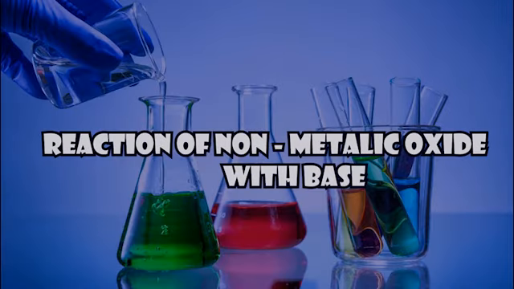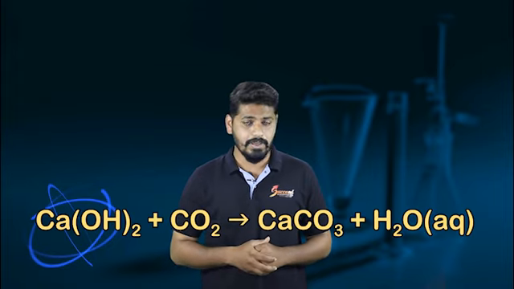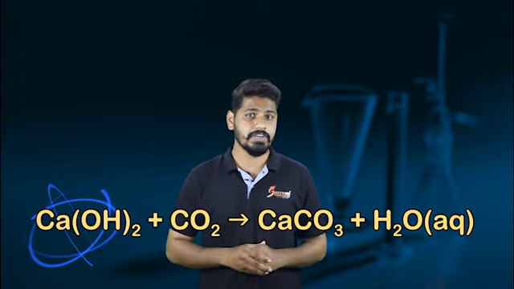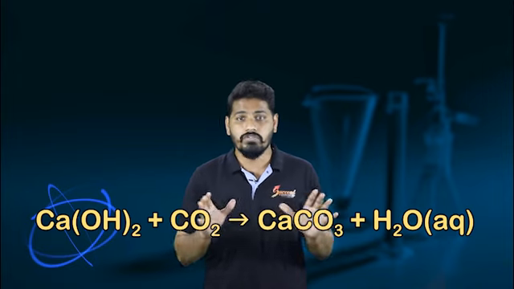Now let's see what happens when non-metallic oxide reacts with a base. Keep this in mind, non-metallic oxide is acidic in nature. Already I told you that when acid and base react, it forms a salt, right? So non-metallic oxide is acidic. When it is reacted with a base, it forms a salt along with the formation of some amount of water. Let me give an example. When calcium hydroxide is reacted with carbon dioxide, it forms calcium carbonate along with the formation of some amount of water.